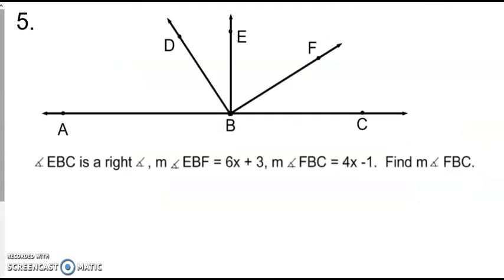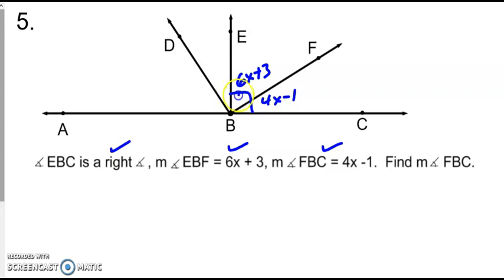Alright, now for the next several problems, you're going to see that this is the exact same diagram. The given information is different. So, really important, as I've always been saying, take your given information, mark it on your diagram, and then let's try to come up with an equation. So here we have angle EBC is a right angle. Mark that on my diagram. Measure of angle EBF, so this angle right in here, is 6x plus 3. Mark that. Angle FBC is 4x minus 1.